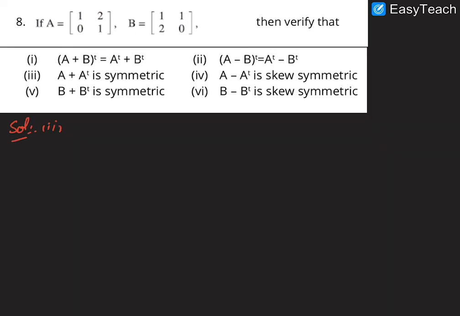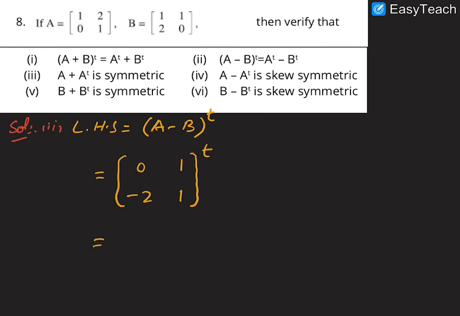Next is part 2, (A minus B) whole transpose. So take the left hand side. (A minus B) whole transpose is equal to A minus B: 1 minus 1 is 0, 2 minus 1 is 1, 0 minus 2 is minus 2, 1 minus 0 is 1. So first of all we have taken A minus B, now we will take its transpose. So 0, 1, minus 2 and 1. This is the answer of the left hand side.